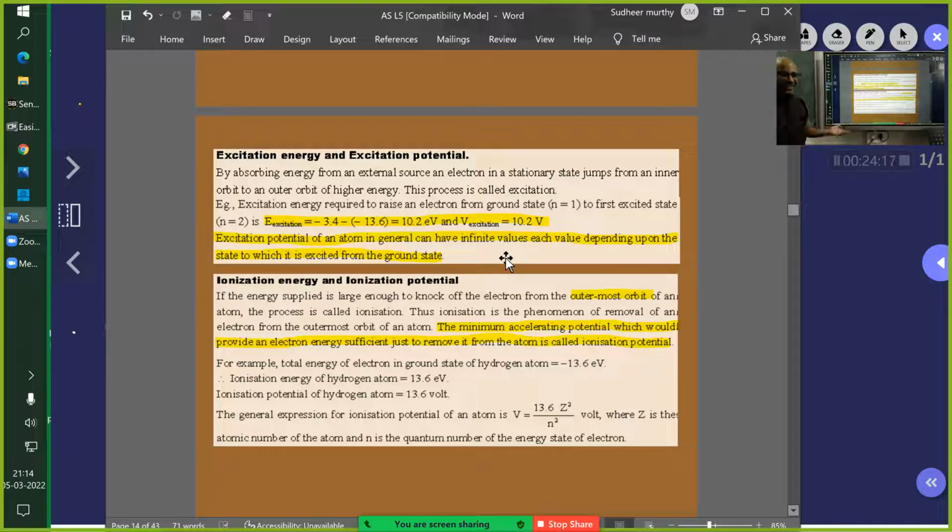The value can be infinite, or there are different infinite values. What do you mean? What is the difference? Infinite values means? Sir, infinite value means the excitation potential to be provided should be infinity, sir. No. Potential need not be given infinity.